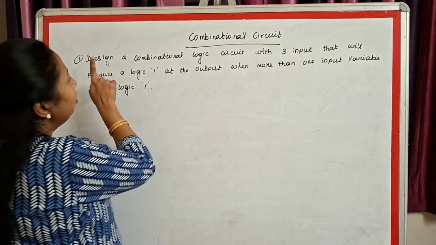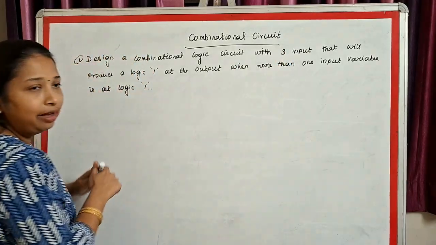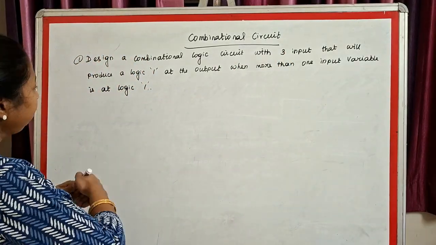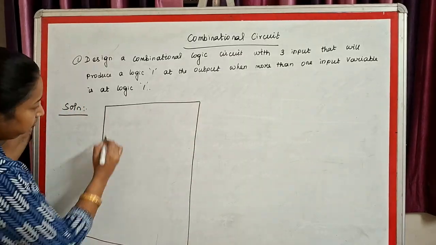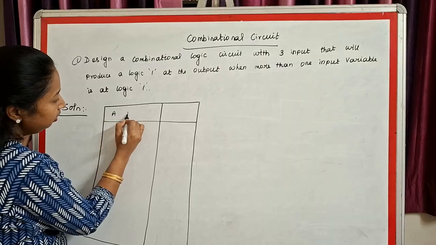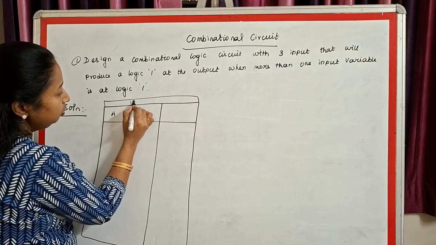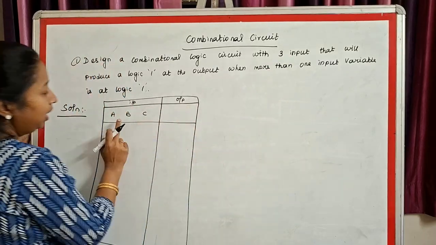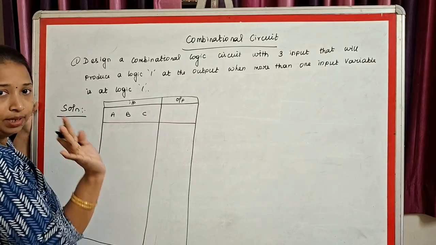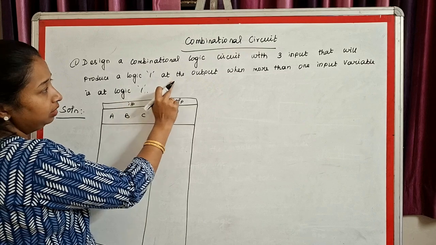Fine. Now, design a combinational logic circuit with 3 inputs. How many inputs do you have? They have mentioned 3 inputs. So, draw the truth table. How many inputs are there? You have got 3 inputs. This is my input and this is my output. Fine. 3 inputs. I have taken the variables for the 3 inputs as A, B, C. Clear? Now, that will produce a logical 1 at the output.